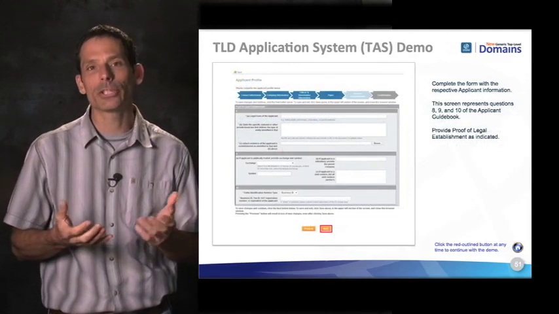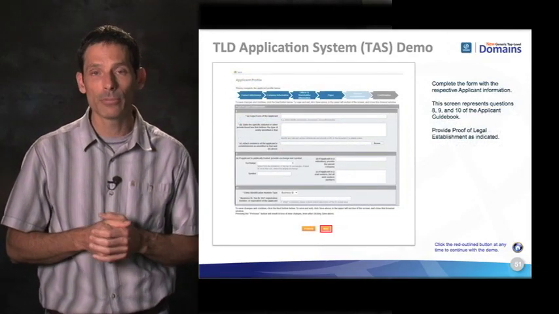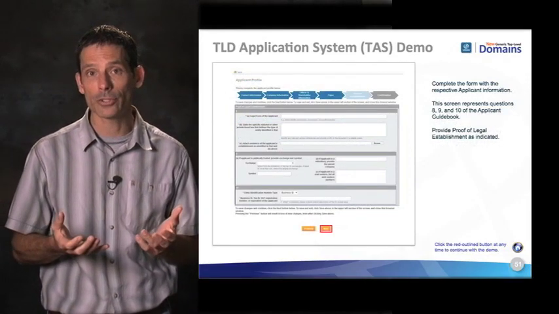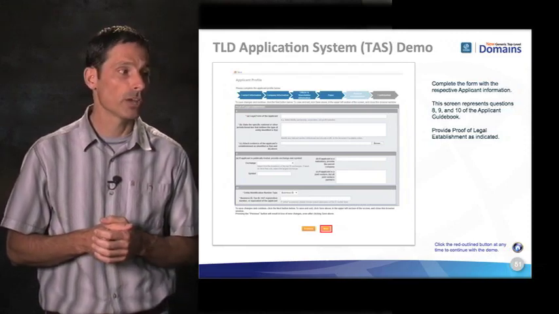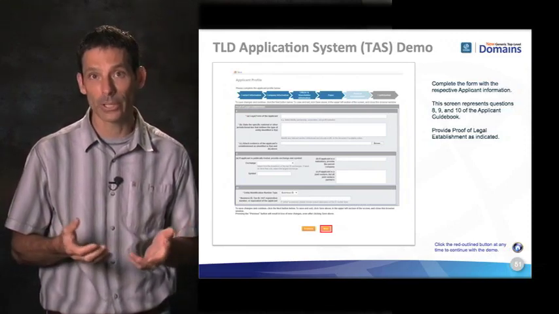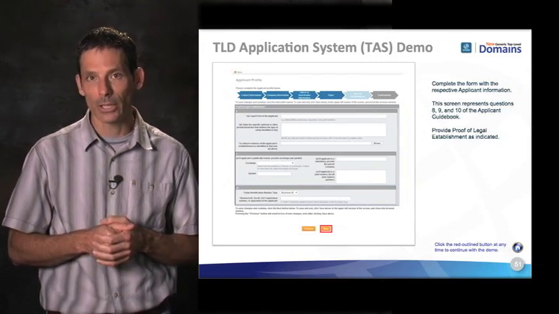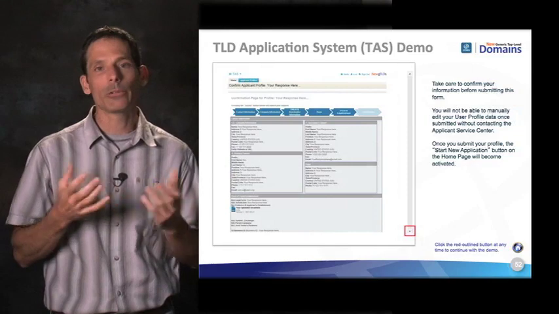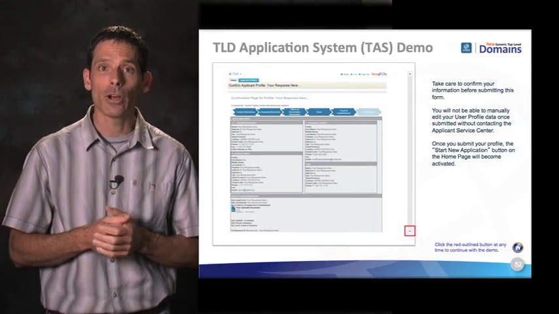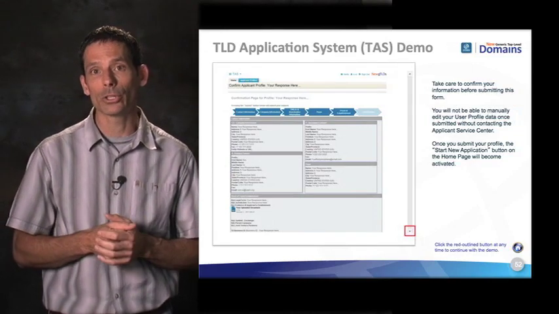So now we're going to collect information regarding the proof of establishment for the applicant. This is associated with questions 8, 9, and 10 of the applicant guidebook. There are required fields on this screen and many screens, and you're not able to proceed until you actually complete those required fields.